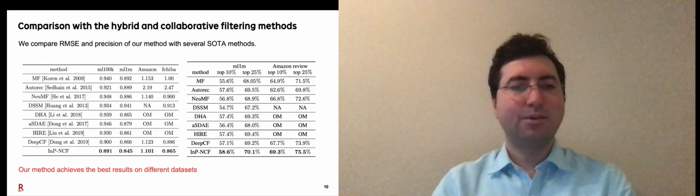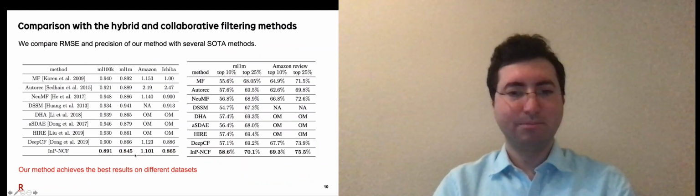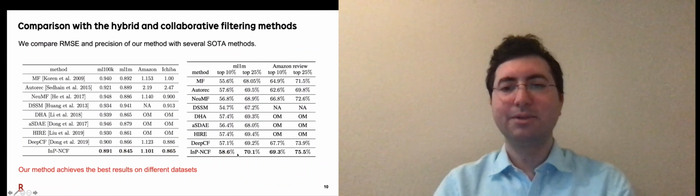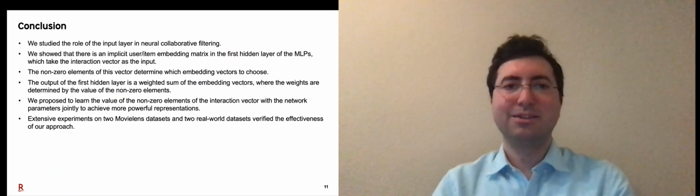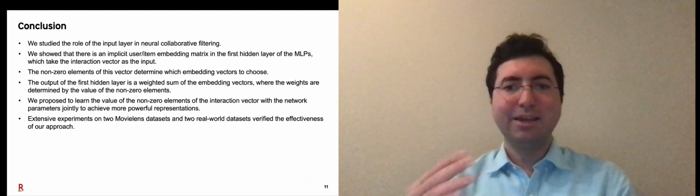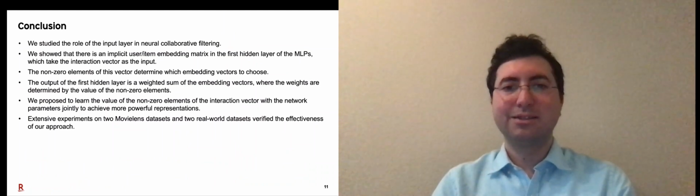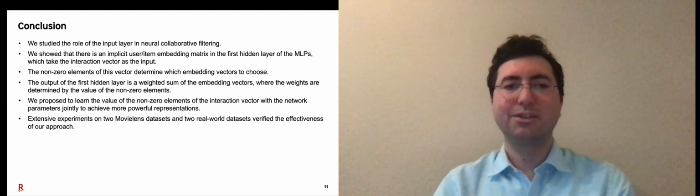Here we compared our method with many state-of-the-art and baseline methods, and we achieved better results, lower RMSE and better precision. The conclusion is that the non-zero elements of the interaction vector are the weights in combining the embeddings and computing the weighted embedding, and learning them leads to learning better representation.